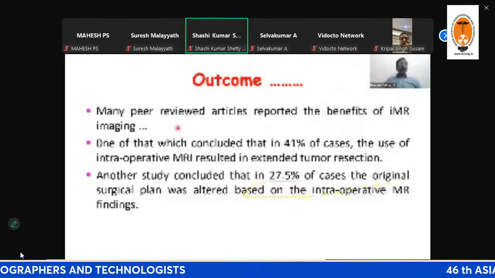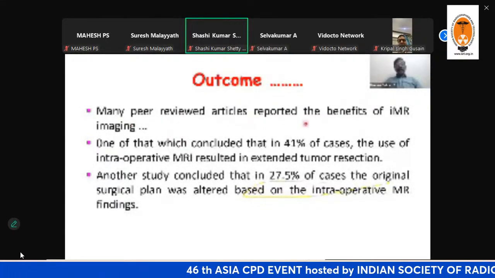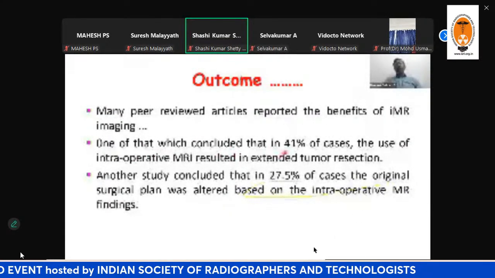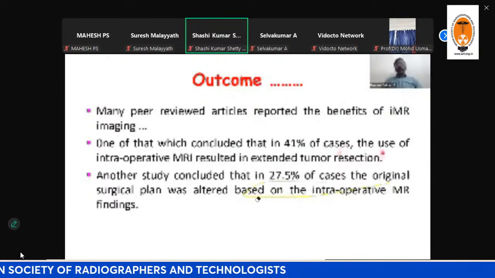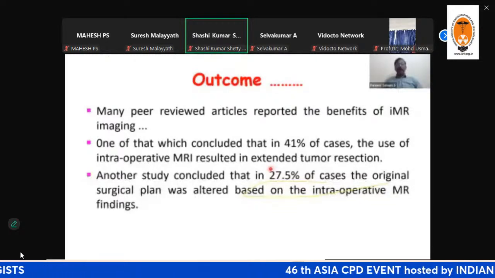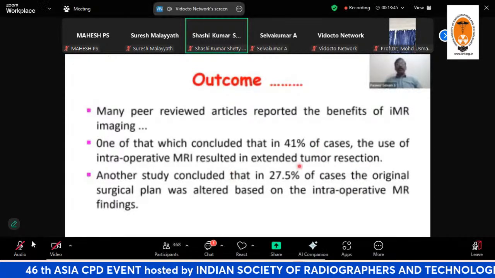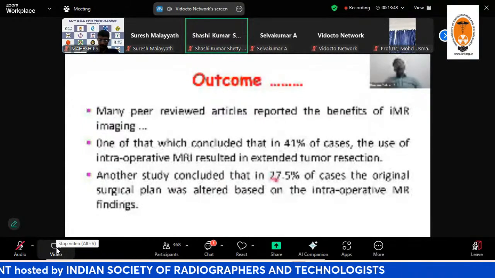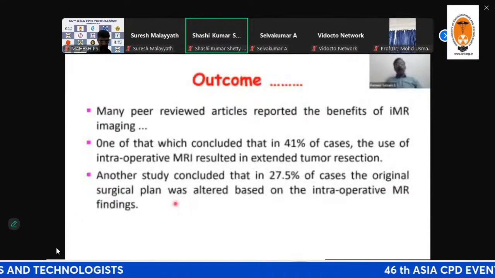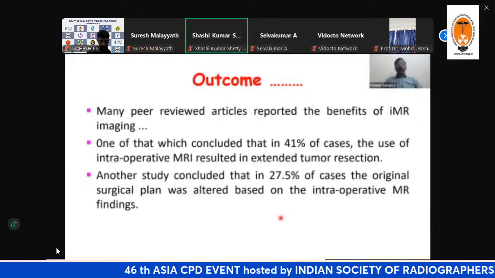But what is the outcome of this? I have referred to a few literatures. Many peer-reviewed articles reported the benefits of this imaging. One of them concluded that in 41% of cases, the use of IMRI resulted in extended tumor resection. Remember, 41% of the cases resulted in extended tumor resection. Another study concluded that in 27.5% of cases, the original surgical plan was altered based on the intraoperative MRI findings. You see the importance of this IMRI.